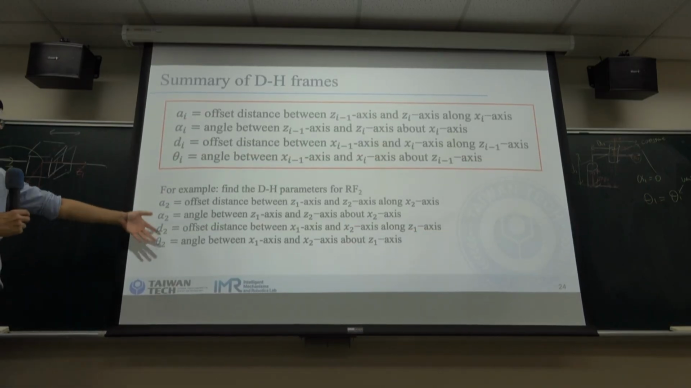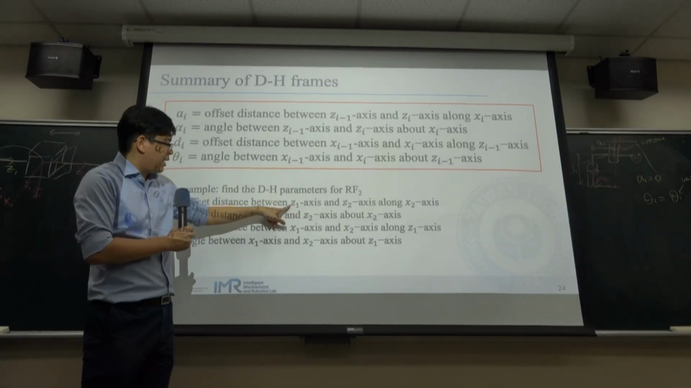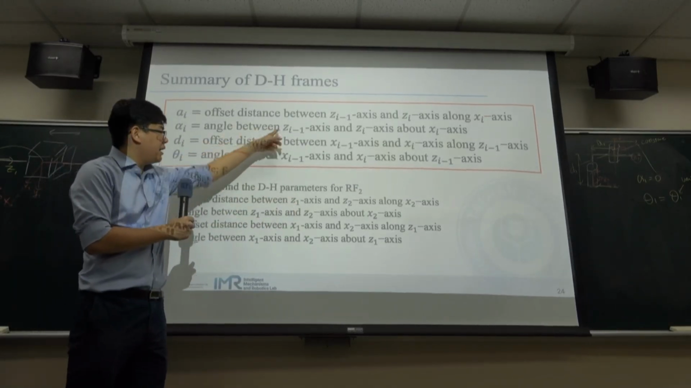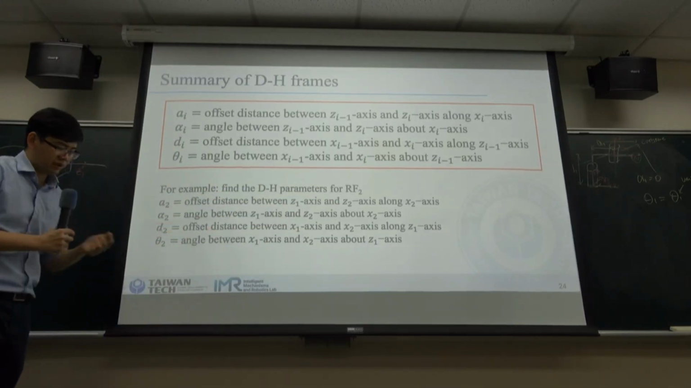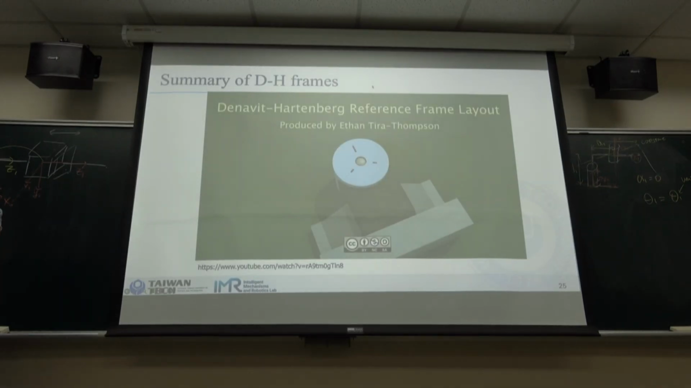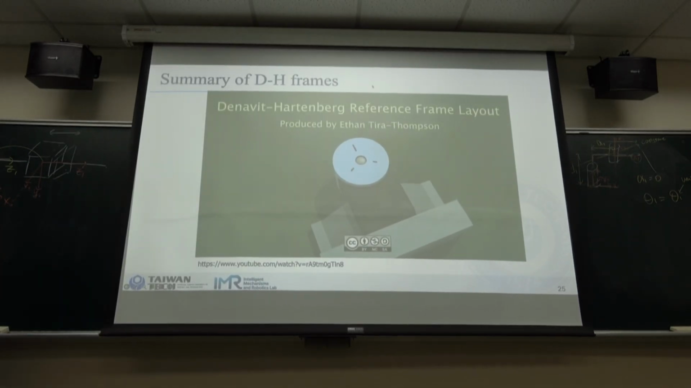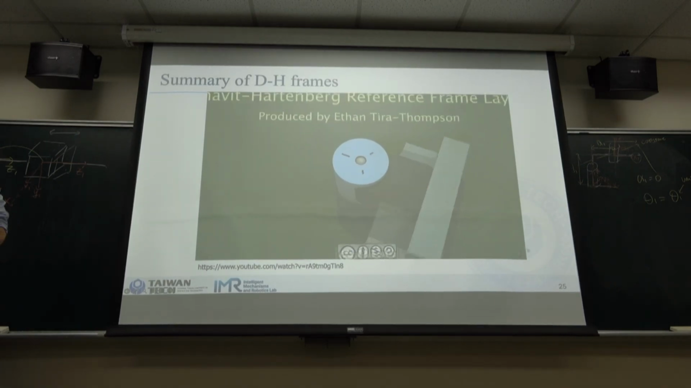So this is just an example. You can put in, for instance, I-1 is 1 and I is 2. So just follow the sentence and get the parameters. And we'll have a short video to introduce this.